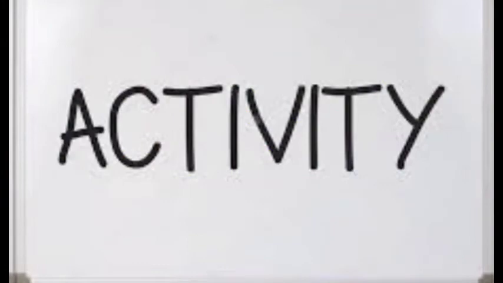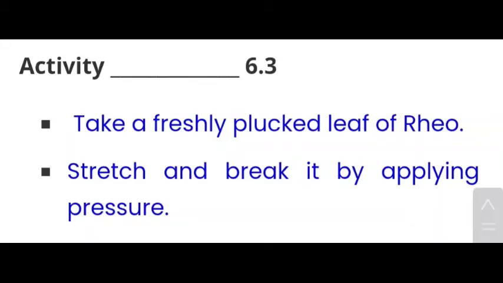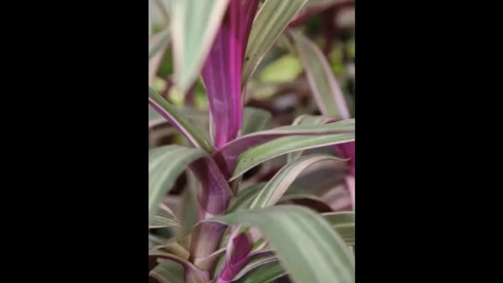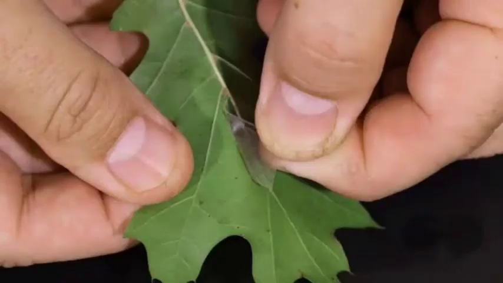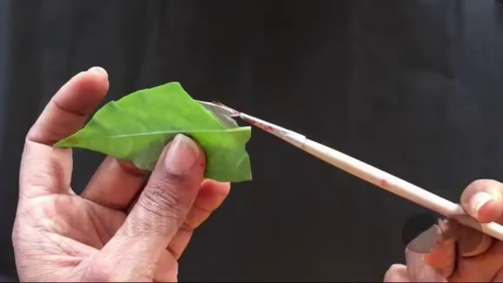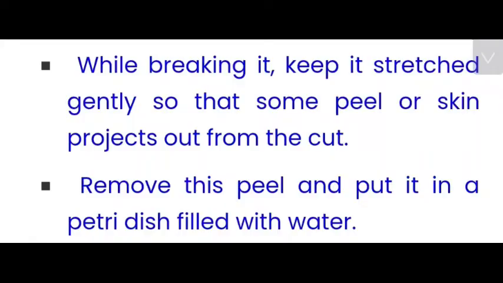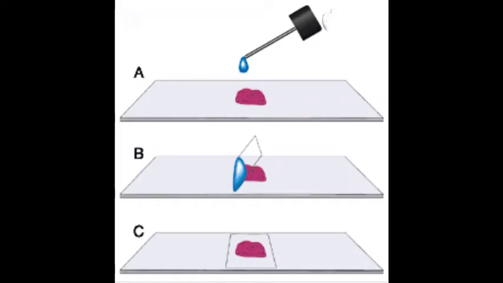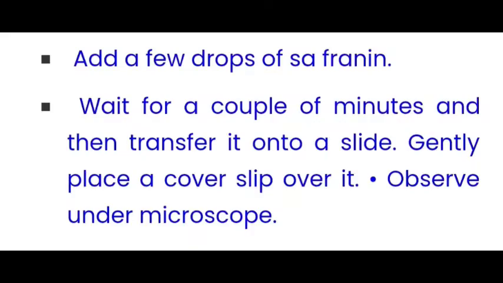Activity 6.3. Take a freshly plucked leaf of Rhoeo. Stretch and break it by applying pressure. While breaking it, keep it stretched gently so that some peel or skin projects out from the cut. Remove this peel and put it in a petri dish filled with water. Add a few drops of safranin. Wait for a couple of minutes and then transfer it onto a slide. Gently place a cover slip over it. Observe under the microscope.